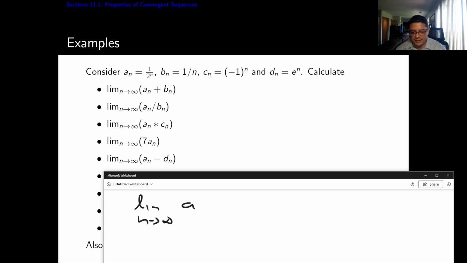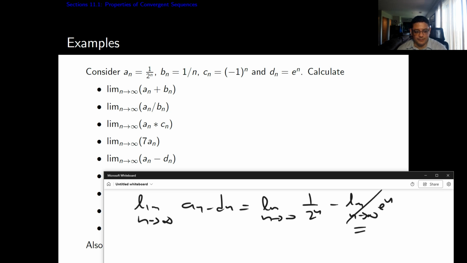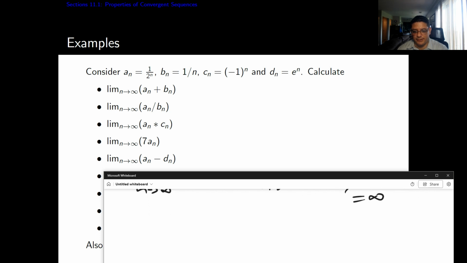Now the difference between a_n and d_n. This is the limit as n goes to infinity of 1 over 2 to the n minus the limit as n goes to infinity of d_n. But the thing is that this is infinity. So this means that everything is infinity, and this difference of sequences is just going to be divergent.